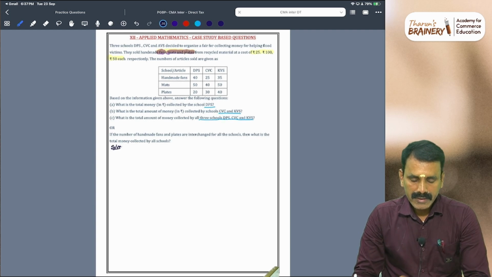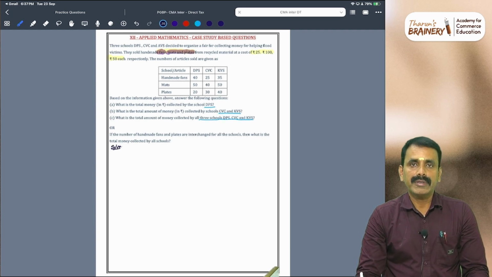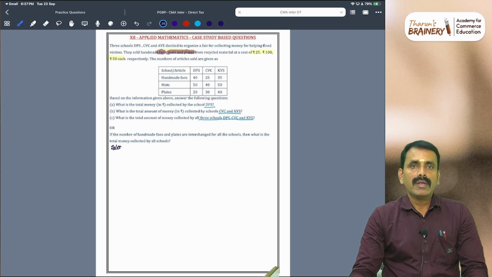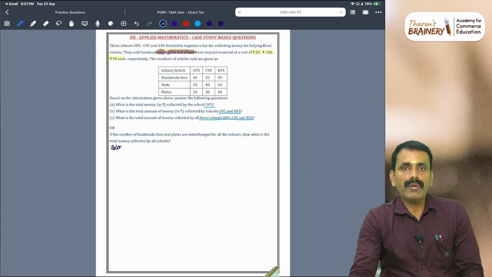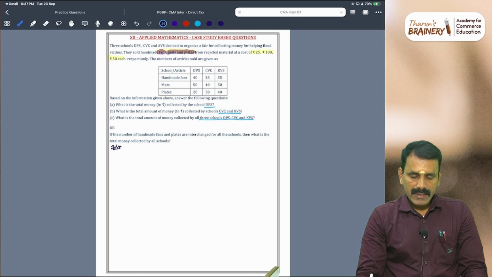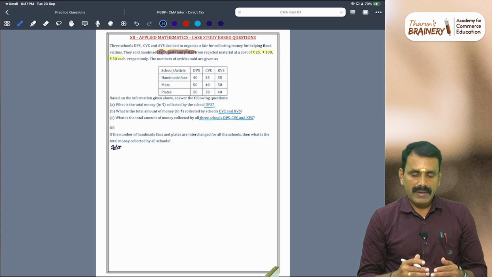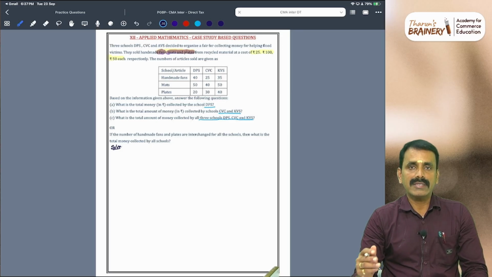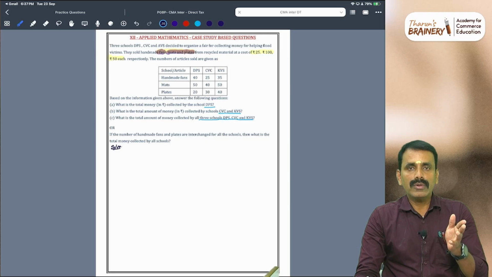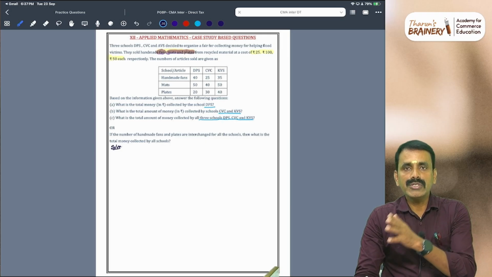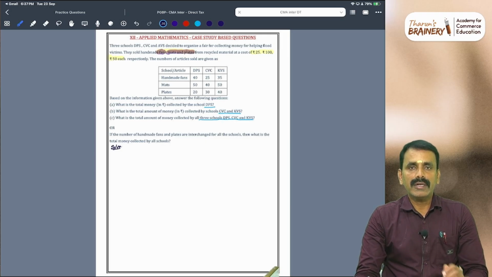Now we are going to write the given data in matrices format. So we are having 3 schools. Each school is selling 3 products. And to find the amount they collect by selling the product, we have to multiply the product sold with the selling price of each unit. So for that we must write the product sold in row matrix and the cost in column matrix. That we must understand.